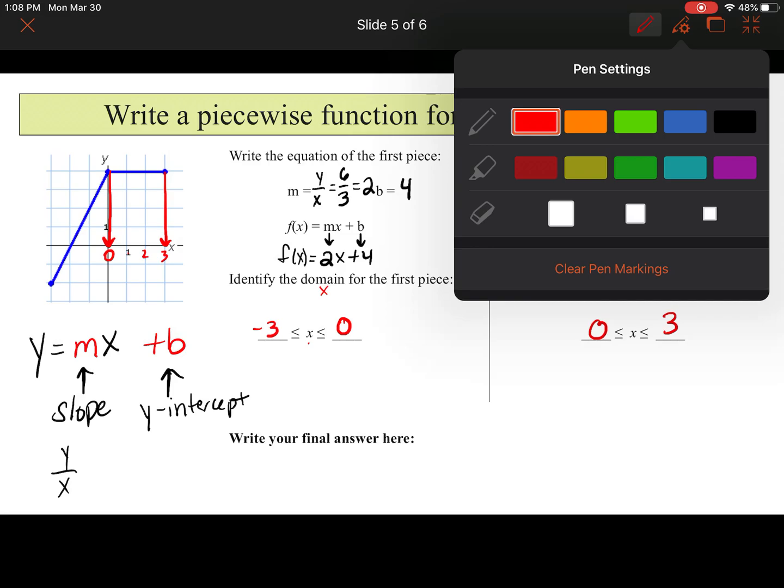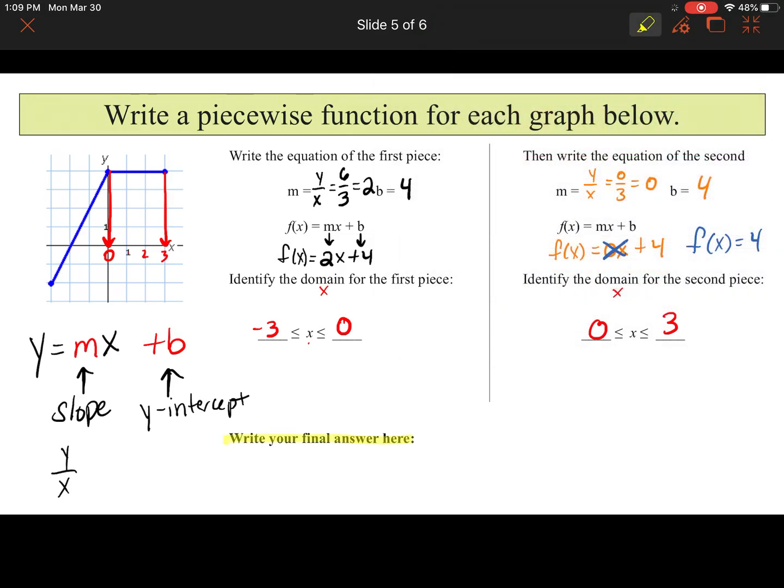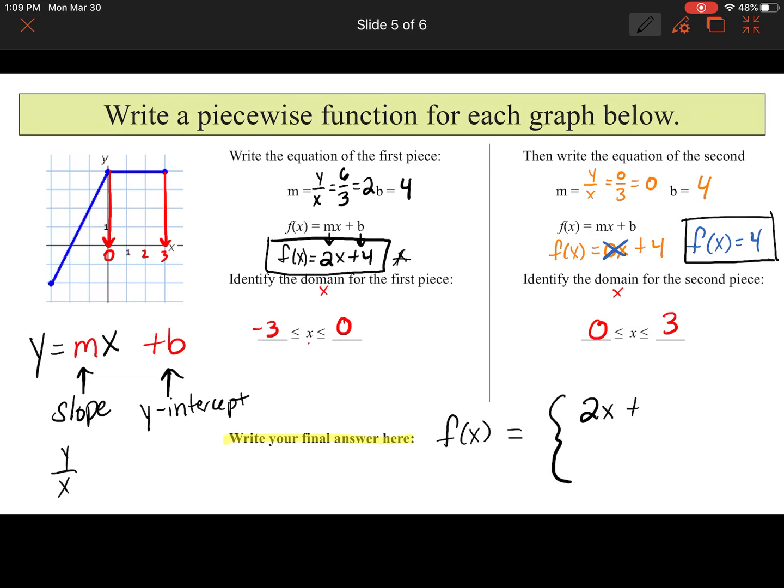Alright, now it says write your final answer here. The reason it says that is because the way we write a piecewise function is we use f of x equals, and we use what we call these brackets. Because both of our equations equal f of x, we can combine them. So I'm going to take my first equation, write 2x plus 4, and then comma, my domain.